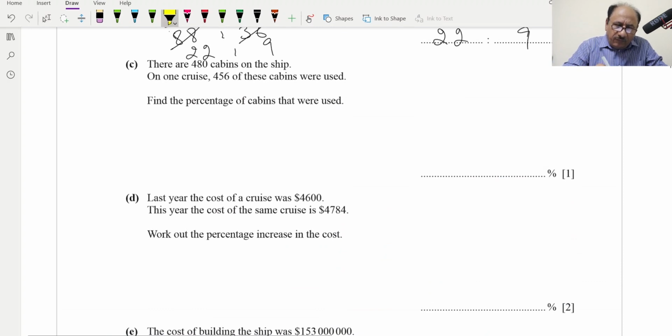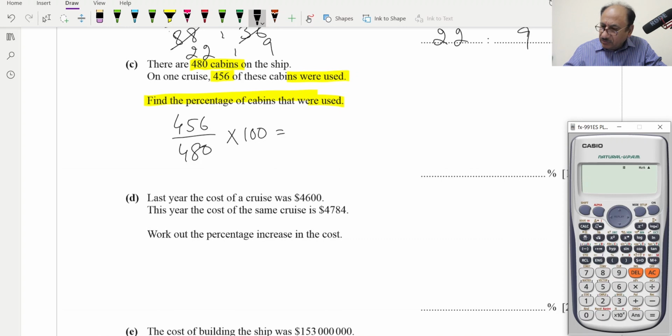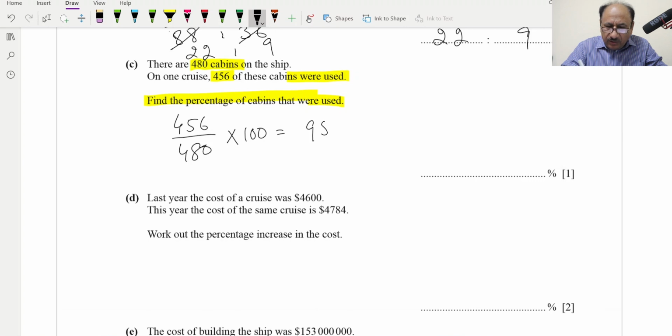Then C part, there are 480 cabins on the ship. On the cruise, 456 of these cabins are used. So find the percentage of cabins that are used. 456 are used out of 480, and for the percentage we multiply by 100. So 456 divided by 480, multiplied by 100, is equal to 95%.